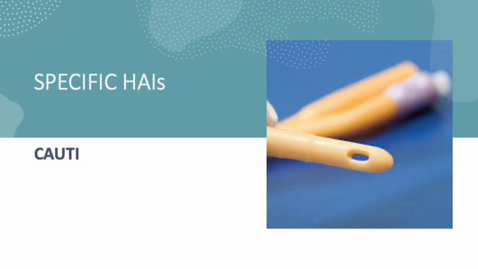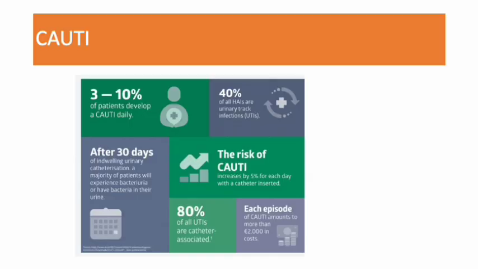Now let's talk about catheter-associated urinary tract infection. 3 to 10% of catheterized ICU patients develop CAUTI daily. After 30 days, nearly all will have bacteriuria. The risk of CAUTI increases cumulatively by about 5% with each day of catheterization, and preventing CAUTI is crucial for patient safety and reducing healthcare cost.